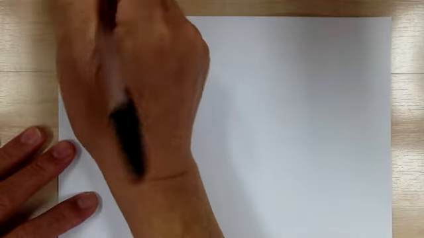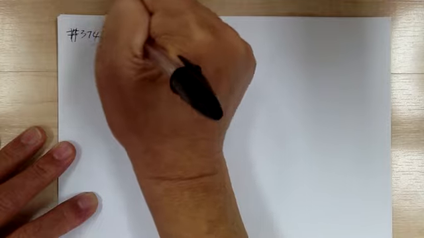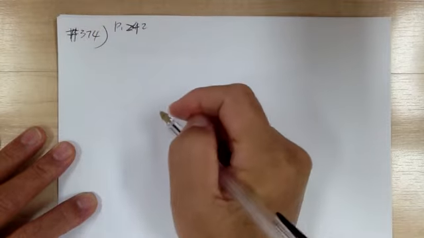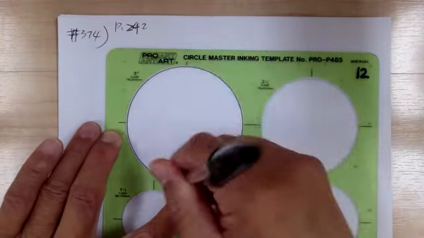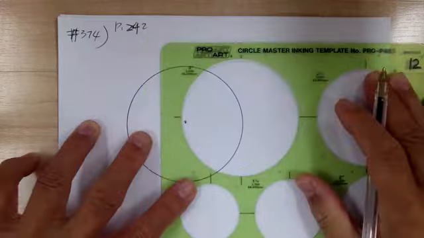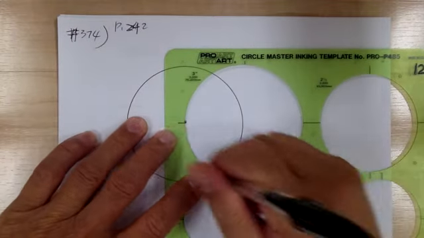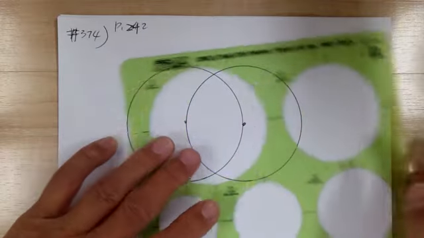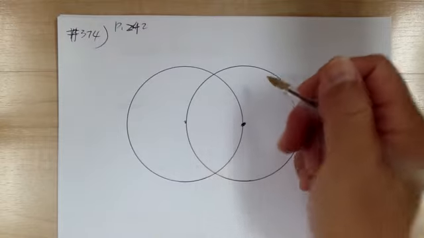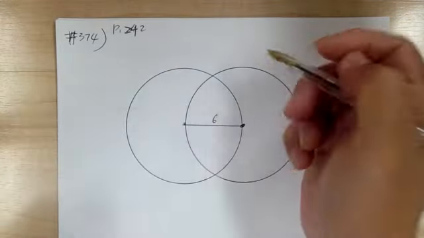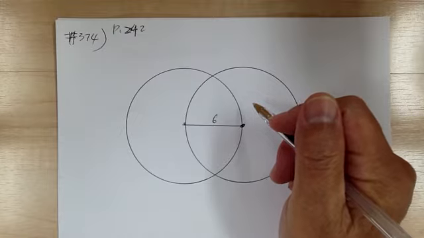Okay, let's go to the next one. 374. It says two circles of equal radii are drawn such that each circle passes through the center of the other one. So this is the picture you'll have. If the distance between the centers of the two circles is 6, that means the radius of the circle is 6. Find the area of the region which is common to both circles.